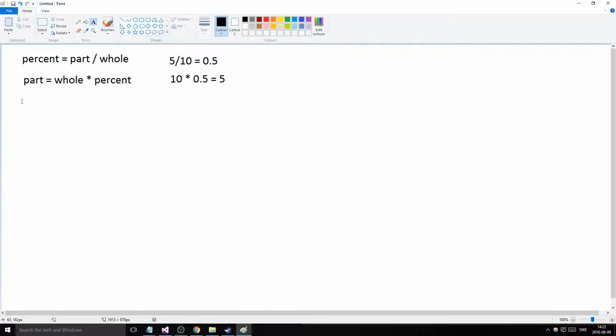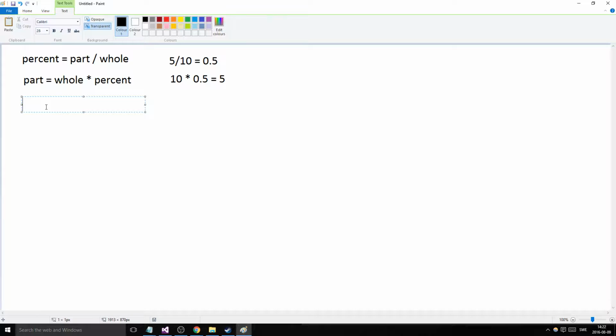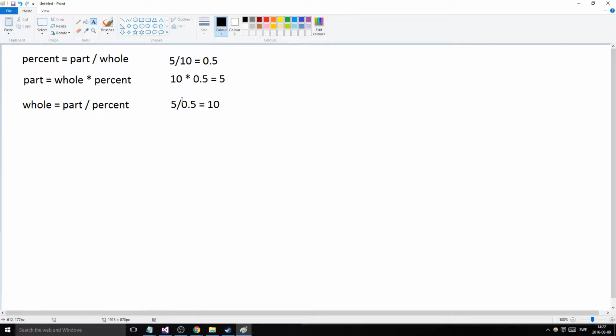And through here we could get the whole by doing the part divided by the percent. So this would give us 5 divided by 0.5 equals 10. So there you go. That is a good formula to know, just about percentage and the whole and the part.